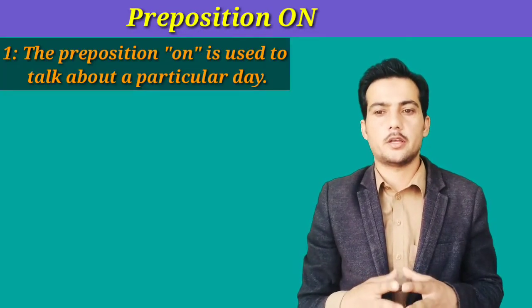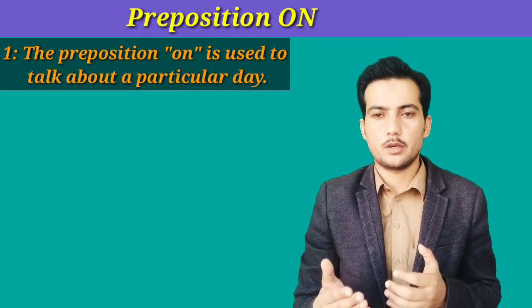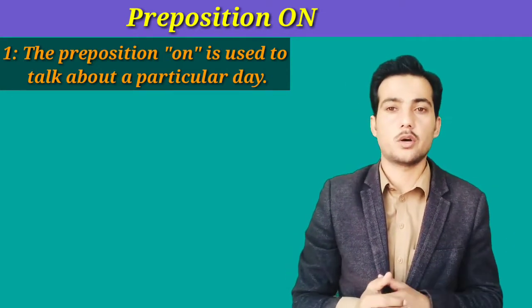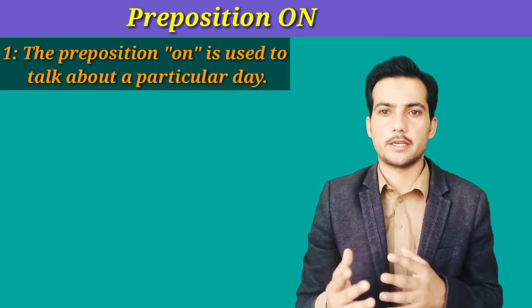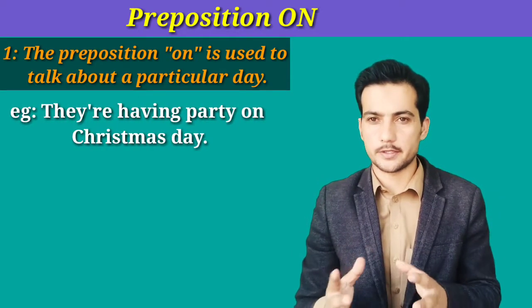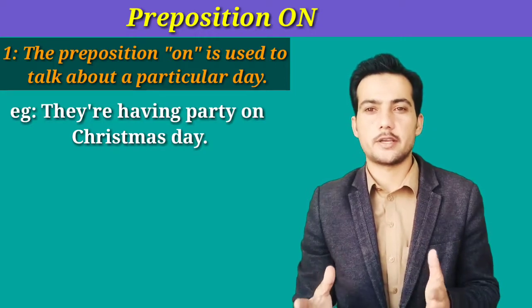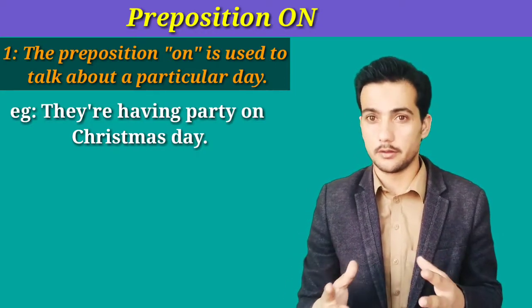The preposition on is used to talk about a particular day. It means that whenever you talk about a particular day and you want to mention it, then you need to use a preposition before that day. For example, they are having a party on Christmas Day. So you can see that Christmas Day is a particular day. So that's why we have used on here.